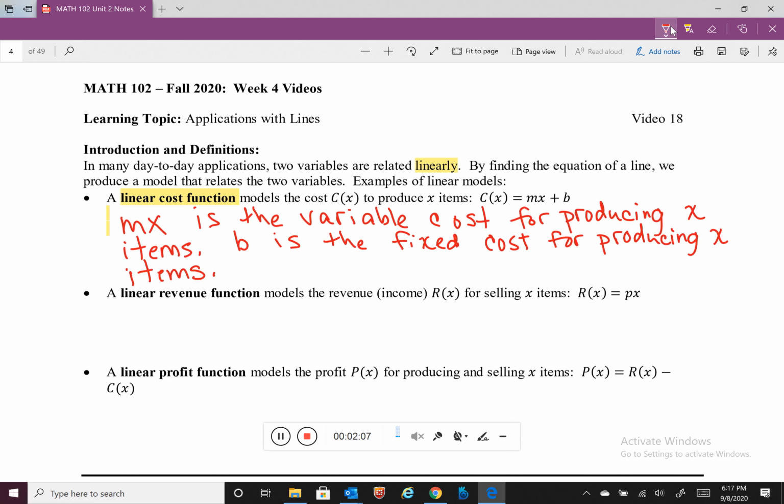So we want to notice fixed means it does not change, which means if I produce one item, the fixed cost is going to be the same as if I produce 100 items. It doesn't change, it is fixed. And then the total cost is represented by C of X, which is the variable cost plus the fixed cost.